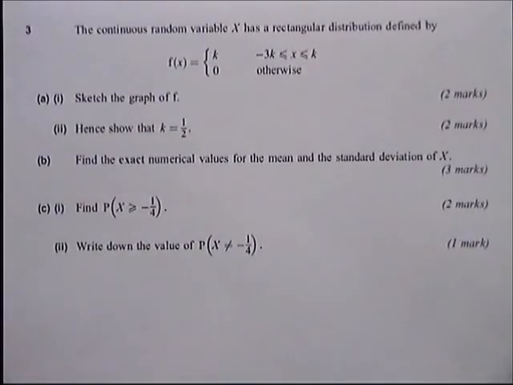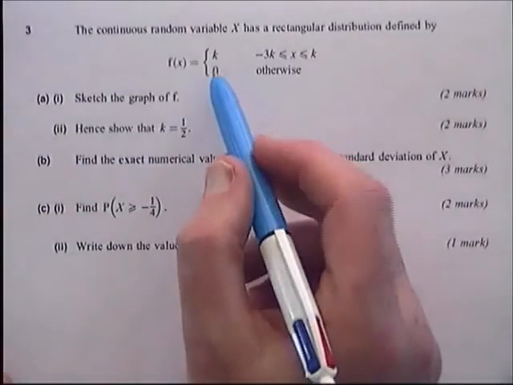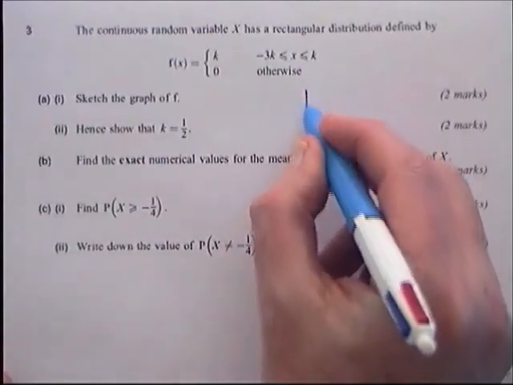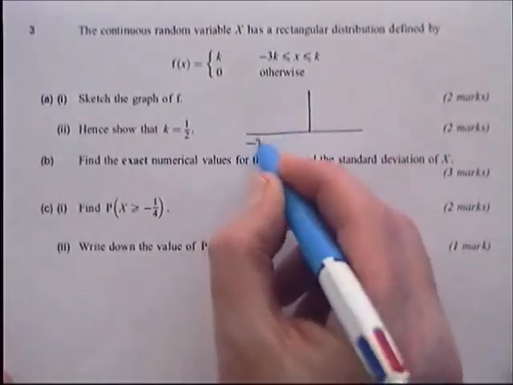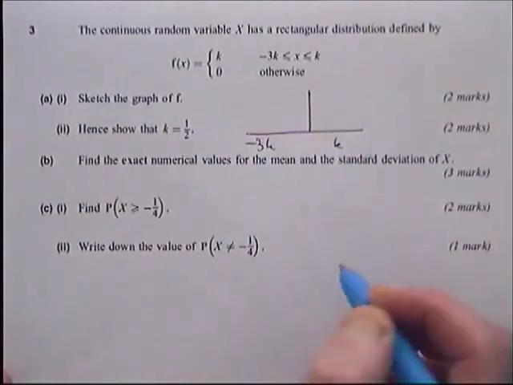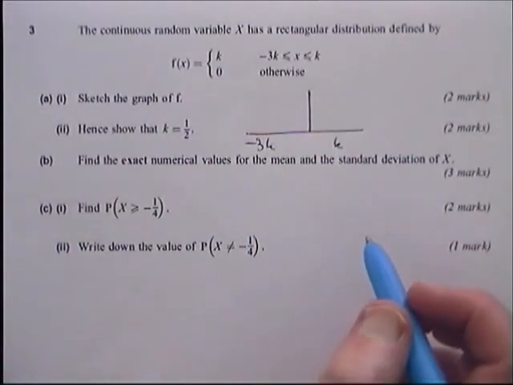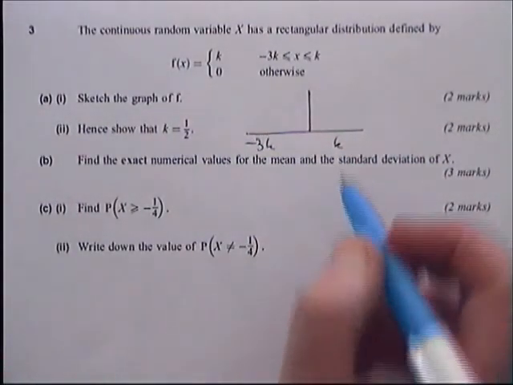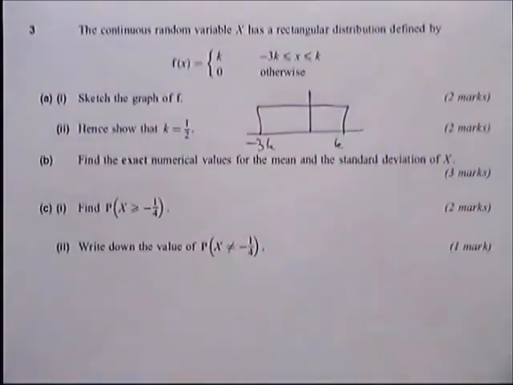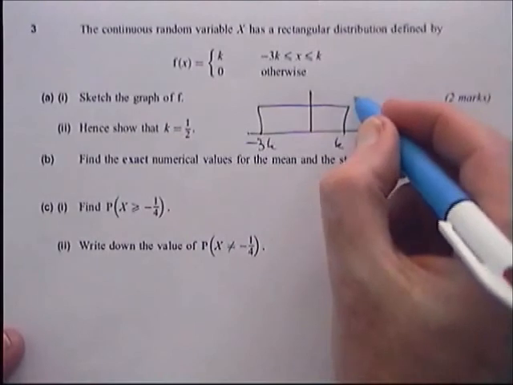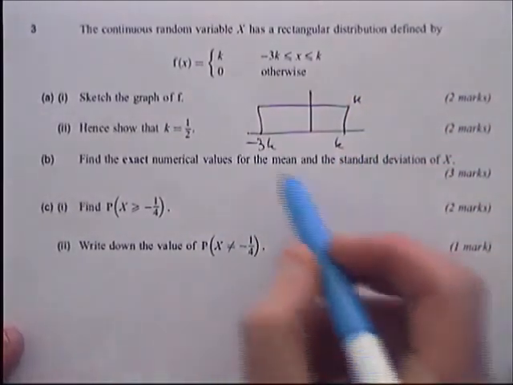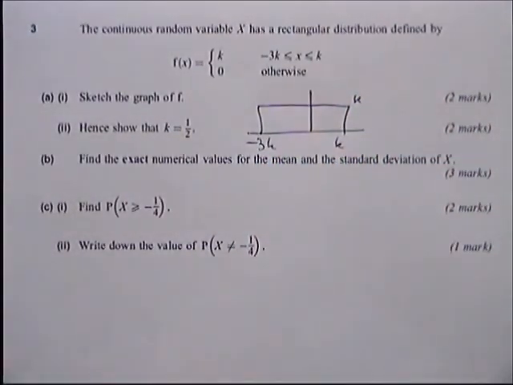Continuous random variable homework question 3. Sketch the graph. This time we have a graph. We are going between minus 3k and k. What sort of distribution is it, Angus? You just drew a rectangle in the air, even though you didn't say the word. Yeah, that's it. Rectangular, uniform. Its height is k, and it goes between minus 3k and k.